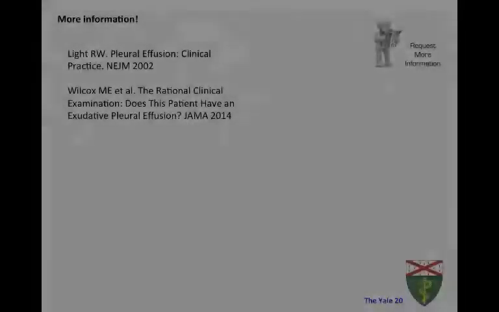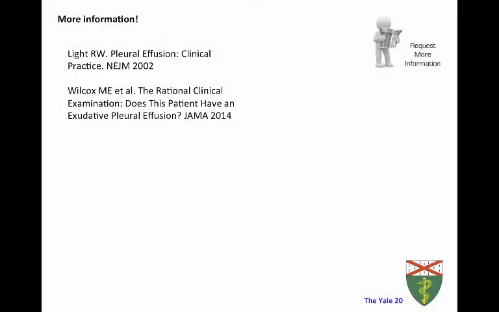For more information, there's a really great review article in the New England Journal of Medicine that Dr. Light wrote. And also there's a great series in JAMA, on the Rational Clinical Examination, which is highly recommended.